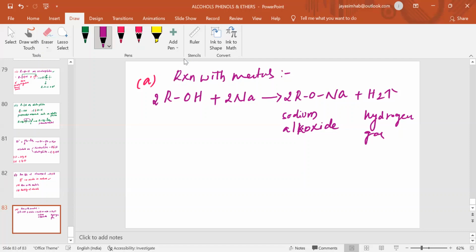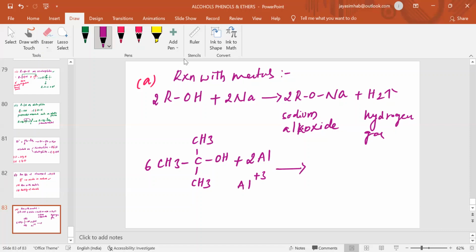So for example, you can take a tertiary alcohol with aluminum. In a tertiary alcohol, the alcoholic carbon is attached to 3 carbons. So I can write a tertiary alcohol like this, OH, plus 2 molecules of aluminum. Aluminum has a 3 plus charge, so in that case we have to take 2 aluminum atoms to balance the reaction. So it will be like this.